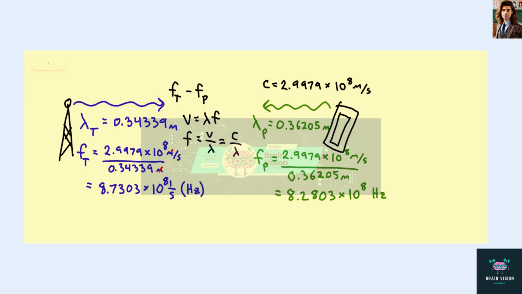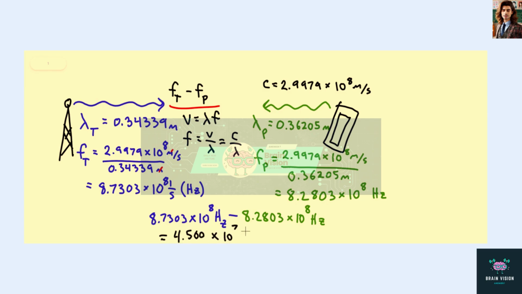Now, to find the difference in those frequencies, we're just going to use this formula here, Ft minus Fp. Well, that's 8.7303 times 10 to the 8 hertz minus 8.2803 times 10 to the 8 hertz. That equals about 4.500 times 10 to the 7 hertz.